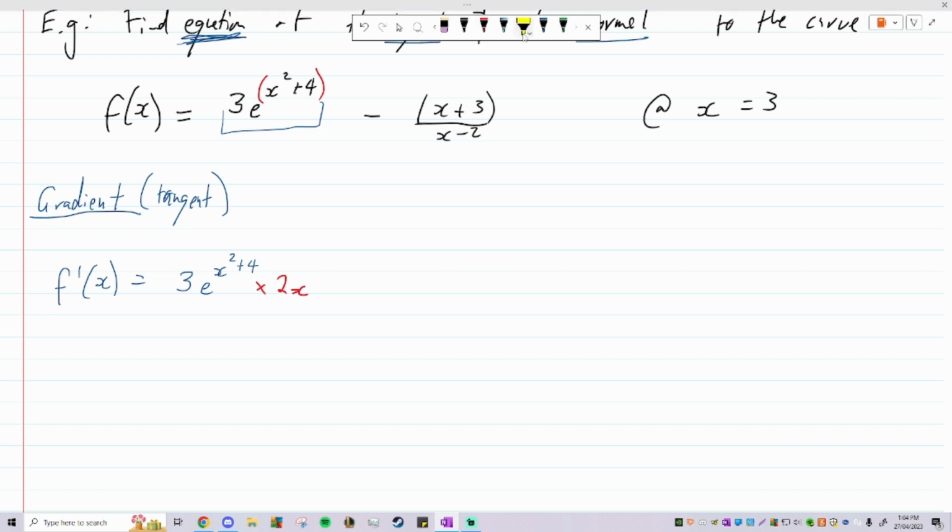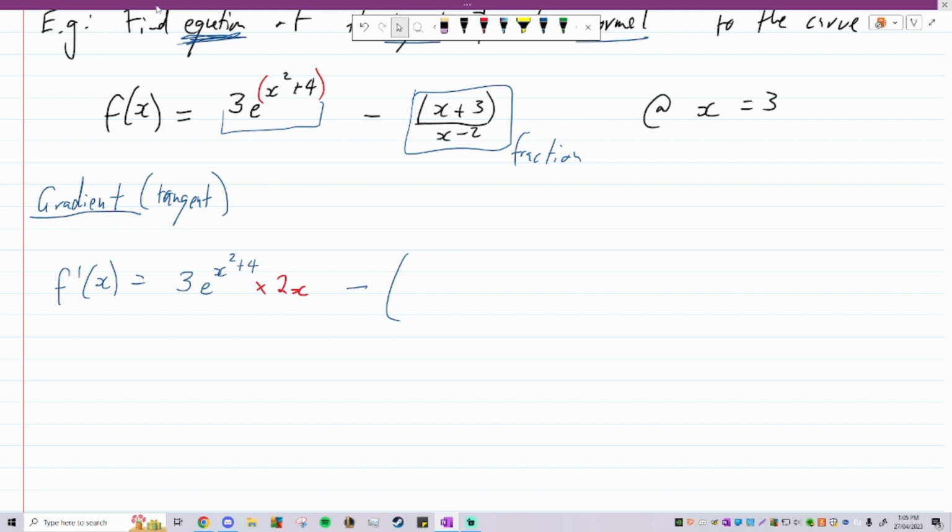Now looking at this second part here, I'm still just going to leave the 3 out the front. I'm going to put it in brackets so I can deal with that. Now this second part here, it's a fraction. What rule do we use for fractions? Well, of course, we use the quotient rule.